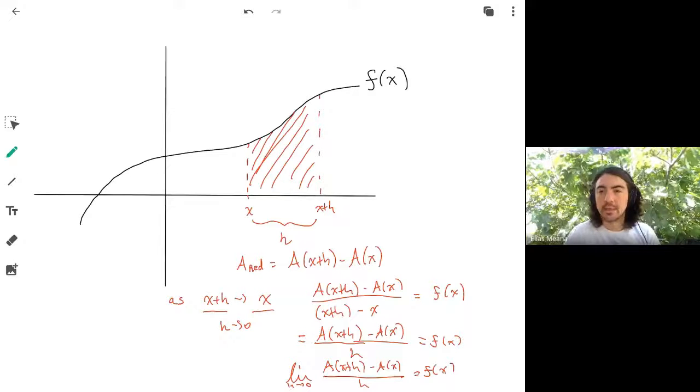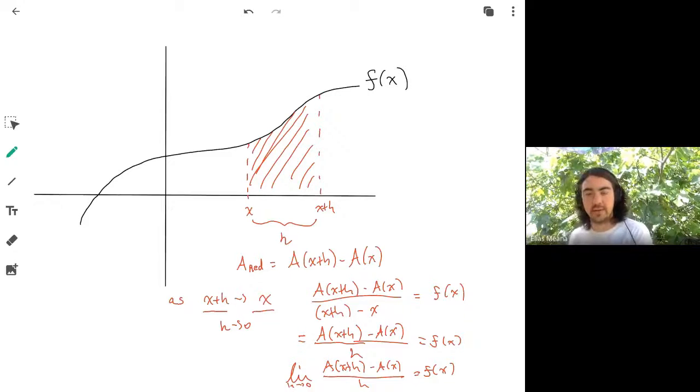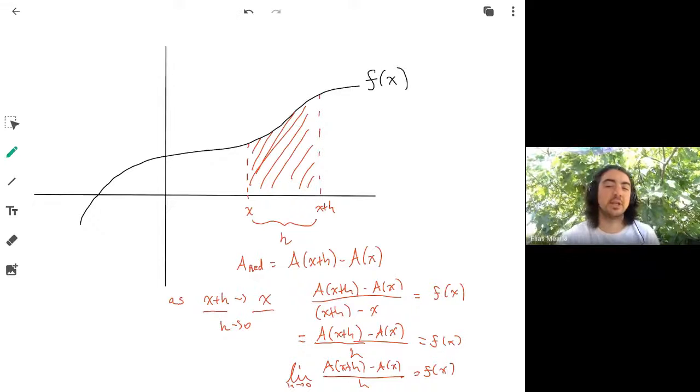All right. And so what is that? What is the only option for big A? What does it have to equal? It's got to equal our antiderivative of f of x. Does that make sense? Does everybody see that? It's a nuance. It's not the clearest thing in the world.